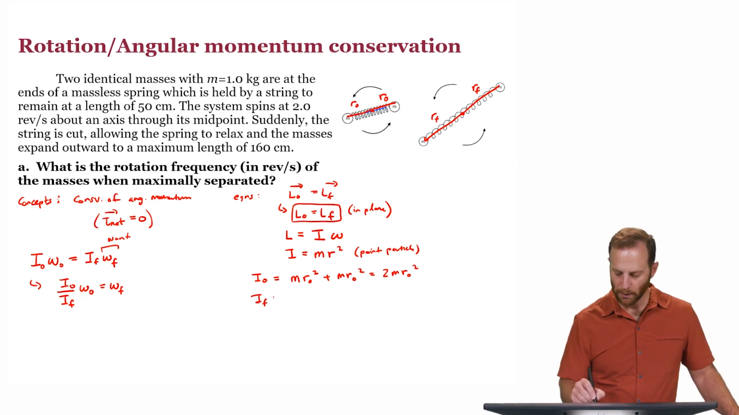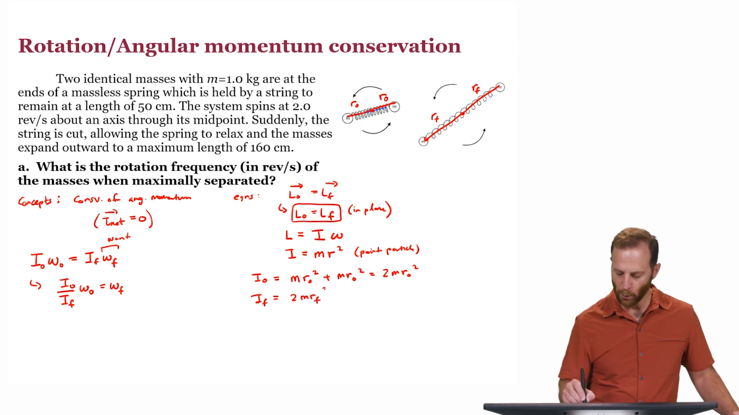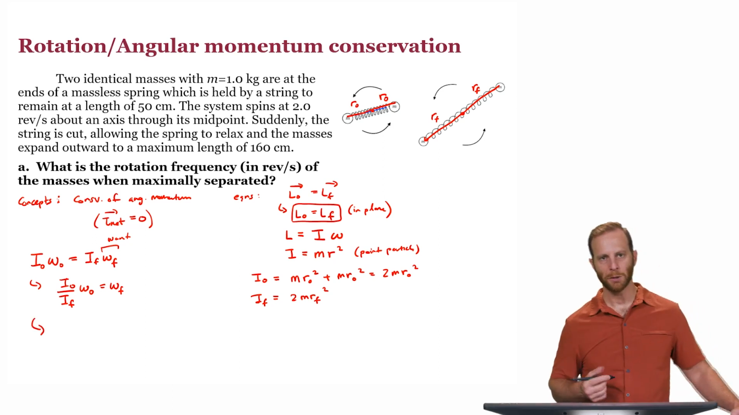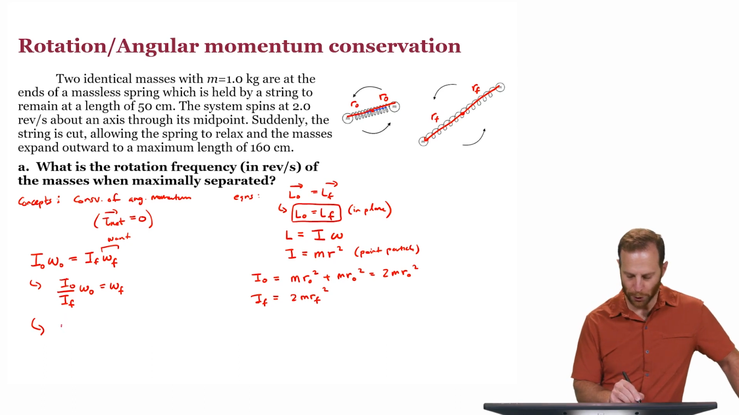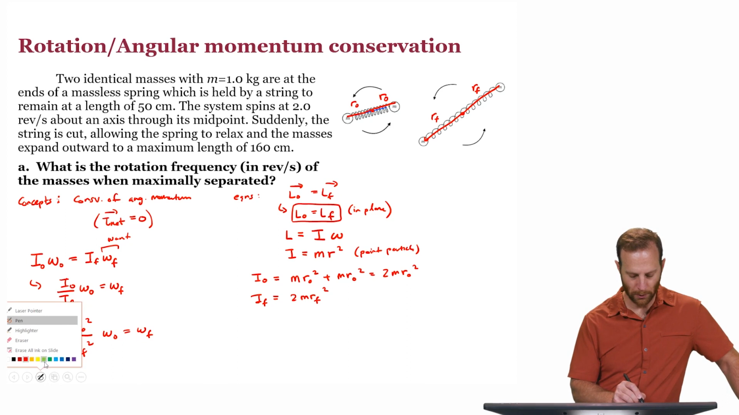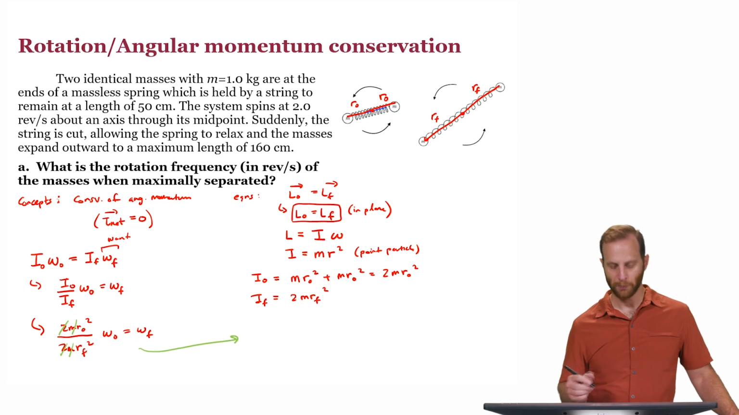The final moment of inertia has a similar form, but it's at a distance of r final away. And so, when I go to apply the relation that we just found, the initial moment of inertia, 2m r naught squared, divided by the final moment of inertia, 2m r final squared, times omega naught, equals omega final. Notice what happens is that the 2 cancels, and so does the m. In fact, the mass of these objects is irrelevant for determining the final rotational speed. So we're ready to take this further.